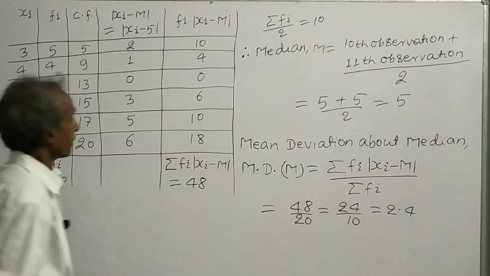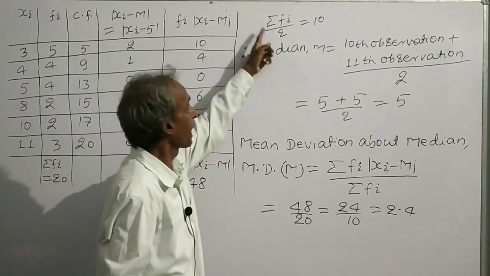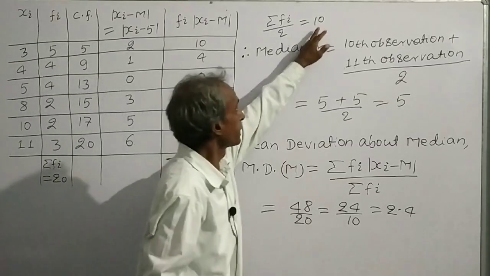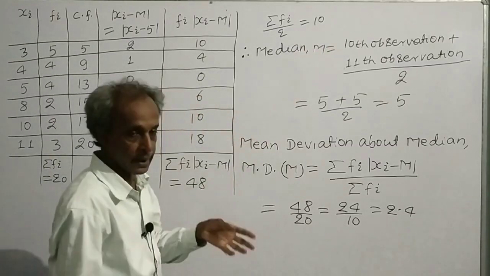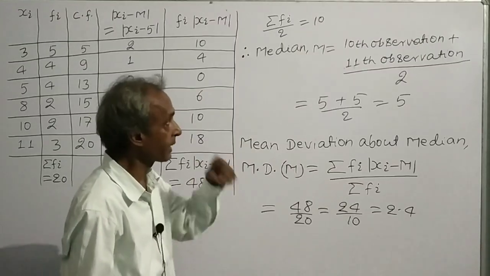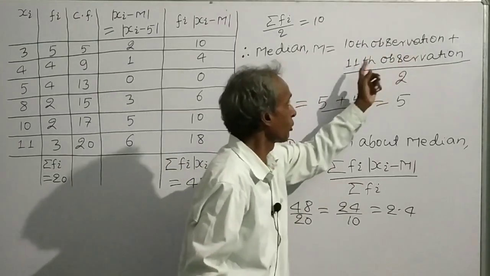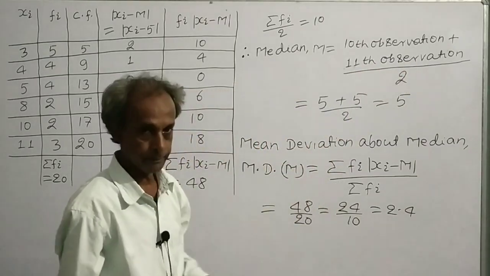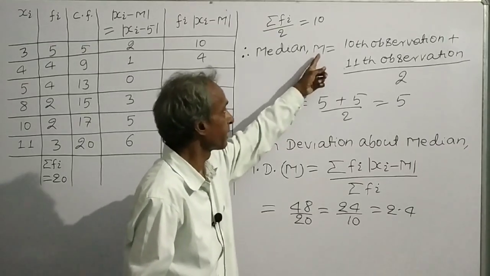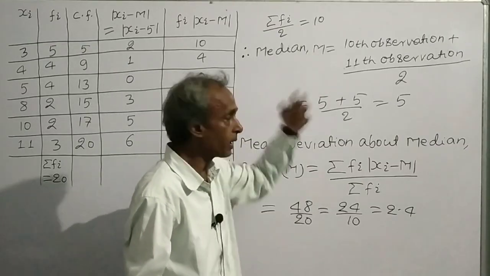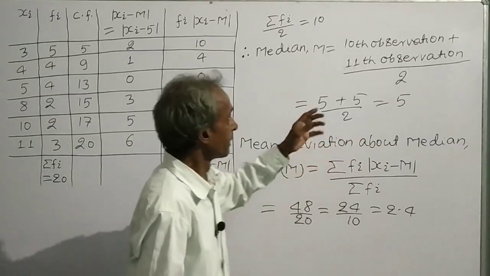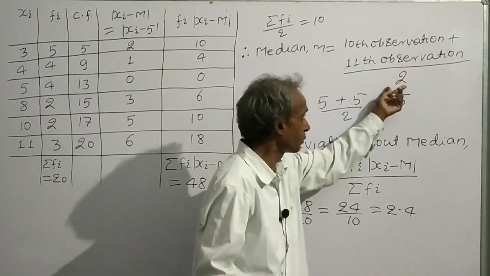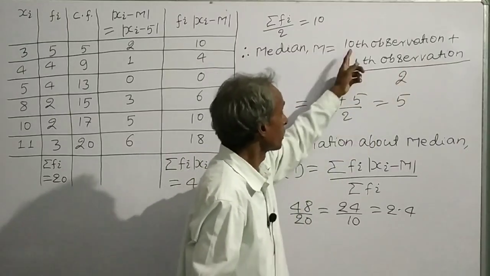Now, sigma fi by 2 is equal to 20 by 2, which is equal to 10. That means 10th observation and 11th observation are in the middle. Therefore, median denoted by capital M will be obtained by 10th observation plus 11th observation by 2.